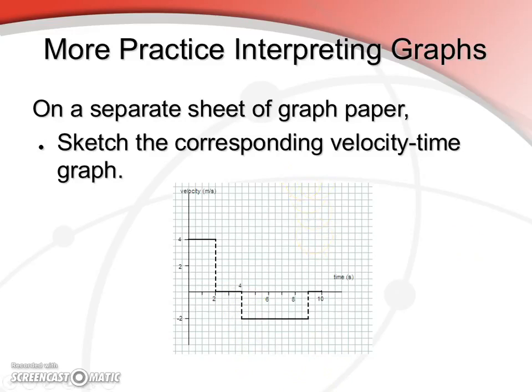At -2, remember this is velocity, so there's direction, -2 meters per second from 4 seconds to 9 seconds. Another discontinuity, and then 0 meters per second for the last 1 second segment. Okay, so that concludes our little worksheet on interpreting graphs.